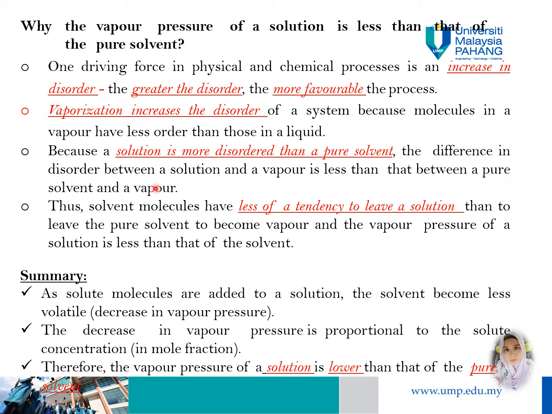So the difference in disorder between the solution and the vapor is less than between the pure solvent and the vapor, so the solvent molecules have less tendency to leave the solution than to leave the pure solvent to become a vapor. In short, the presence of solutes reduces the vapor pressure of the solution compared to the pure solvent, and this decrement is proportional to the concentration of the solute.